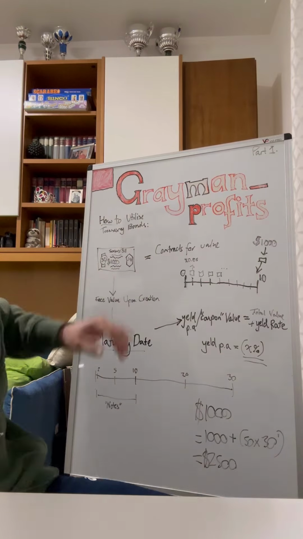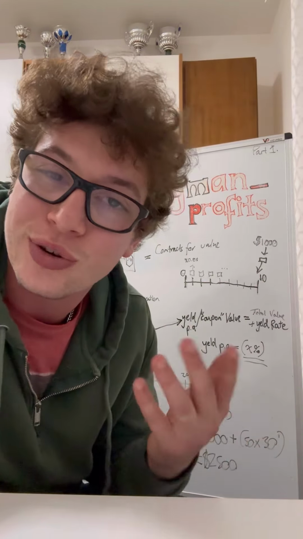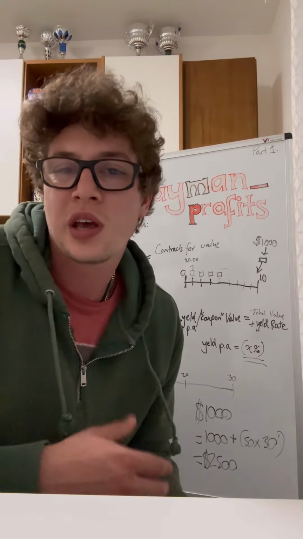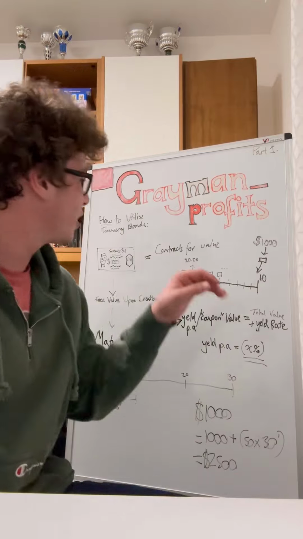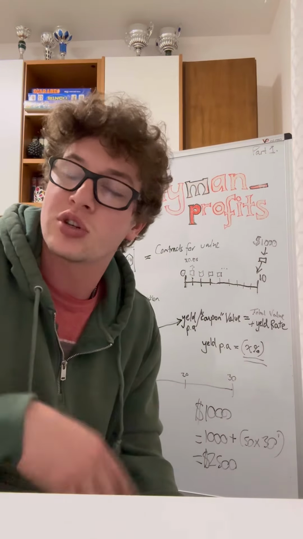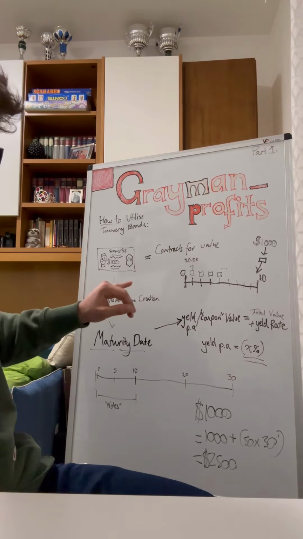To utilize treasury bonds, you first have to understand what a treasury bond actually is and how it works. A treasury bond is basically a contract. It's a contract of value that you've given to either a bank or the Federal Reserve of your country. In other words, it gives you a face value on creation.